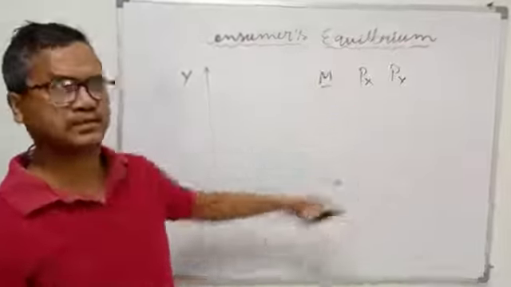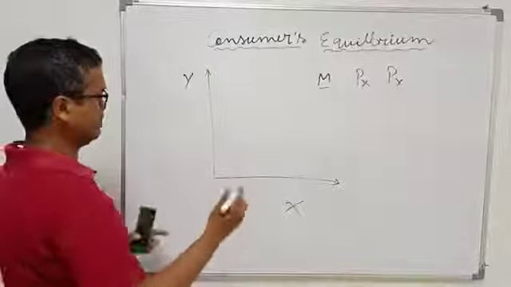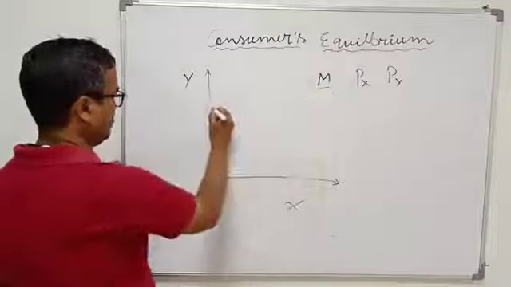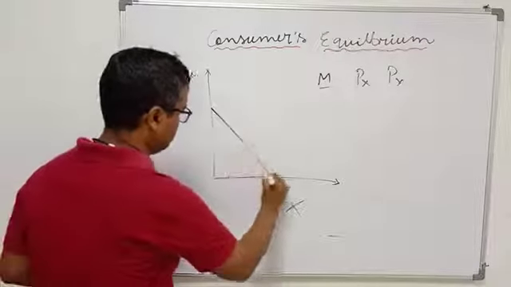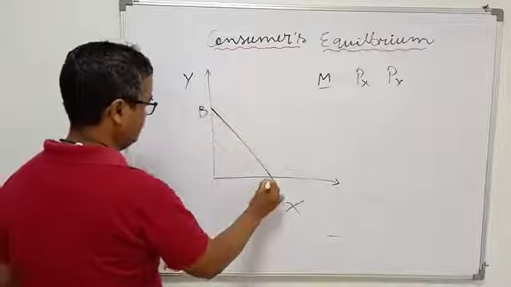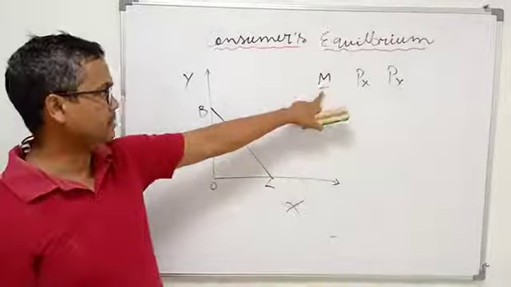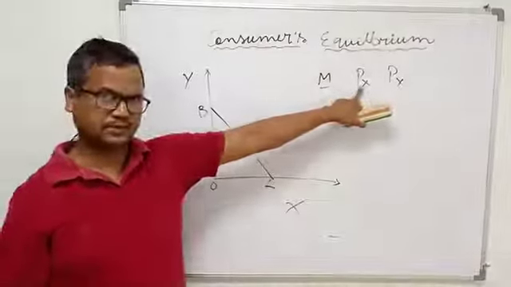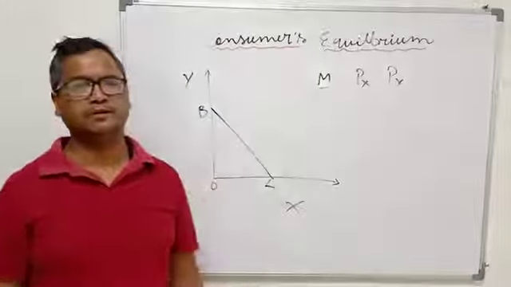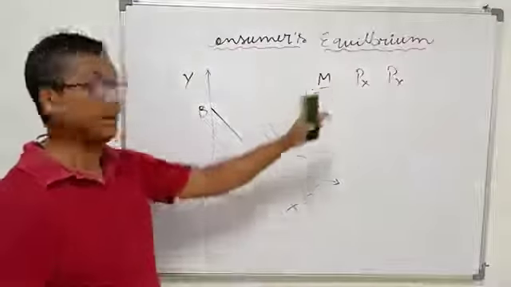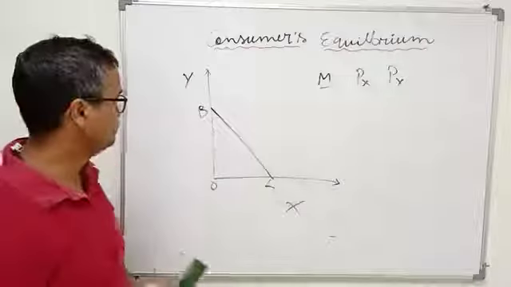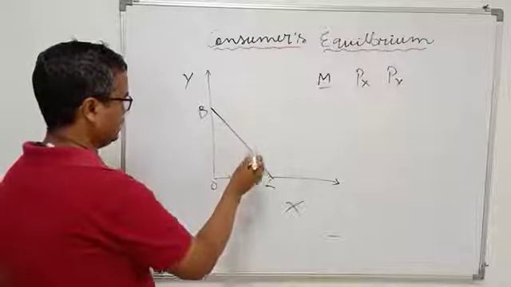So if these things are given, then considering the situation, we get the budget line, and we denote it as BL. This is the budget line, provided you have m amount of money, Px is the price of X, and Py is the price of Y. Okay, now let me draw some indifference curves.